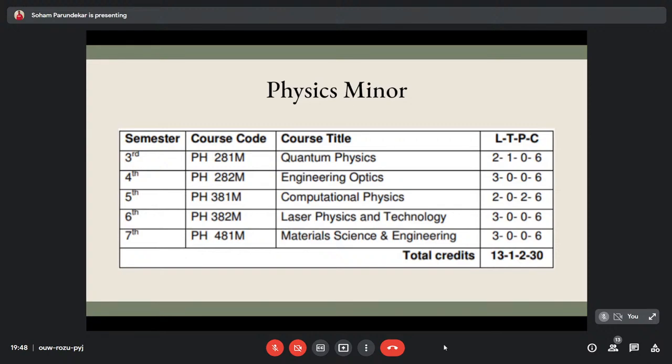The physics minor deals with all these topics. It includes quantum physics, engineering optics, computational physics, laser physics, and material sciences. Next slide.